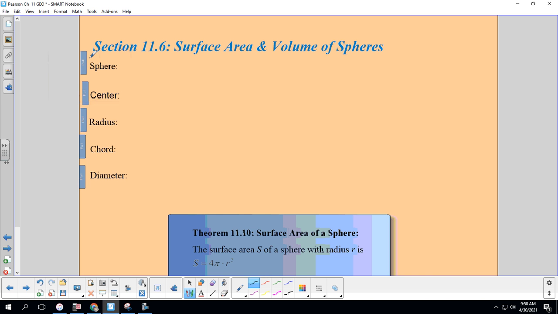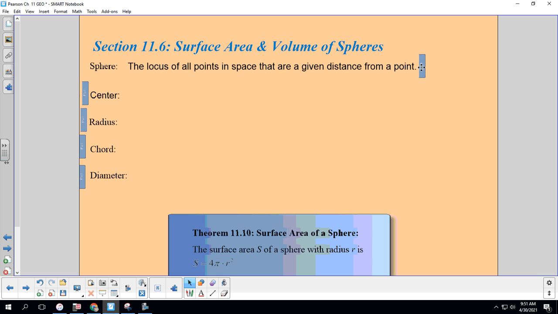All right, crew, here we are again, doing some geometry. Chapter 11, Section 6, Surface Area and Volume of Spheres. Oh, I love this. It's the ball section. Who doesn't love a baller?